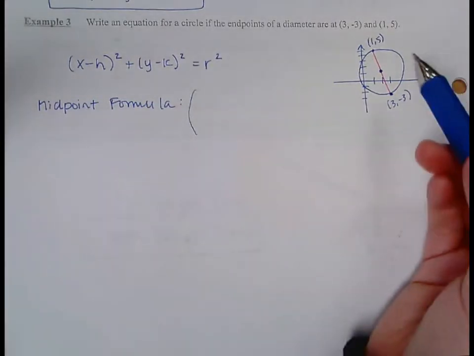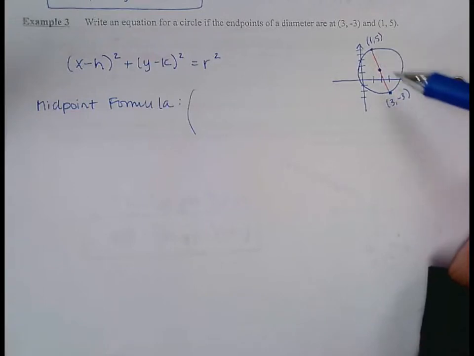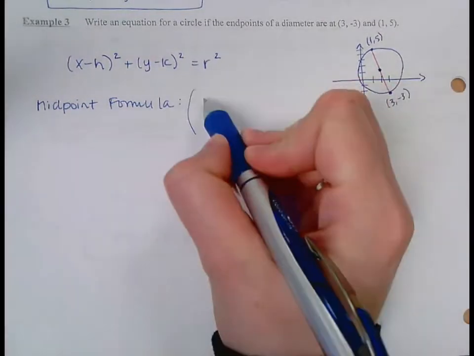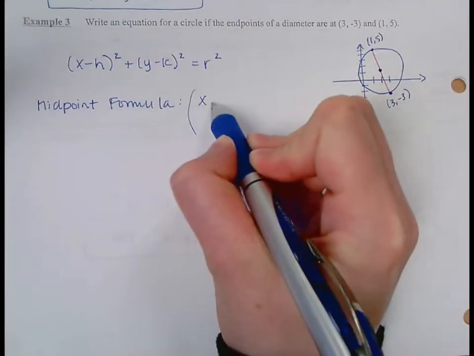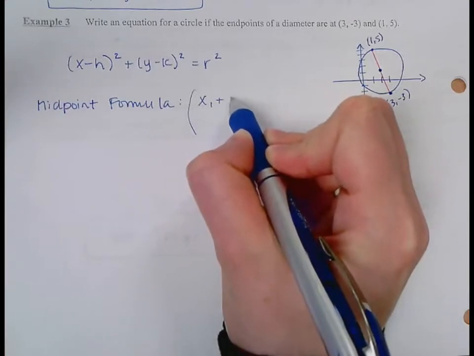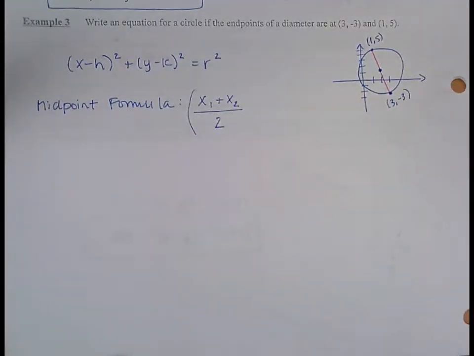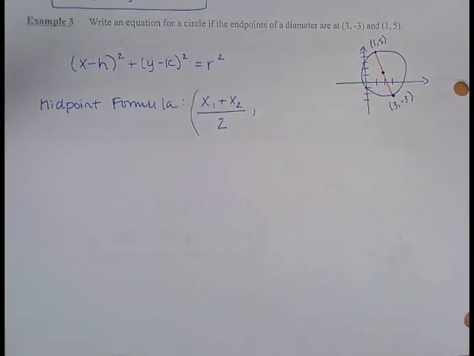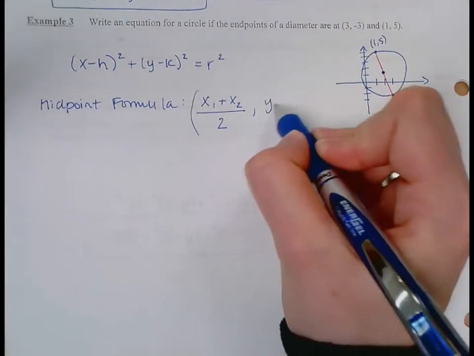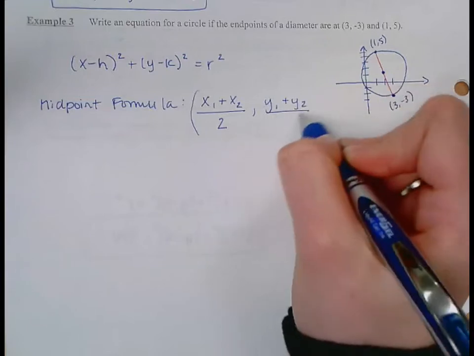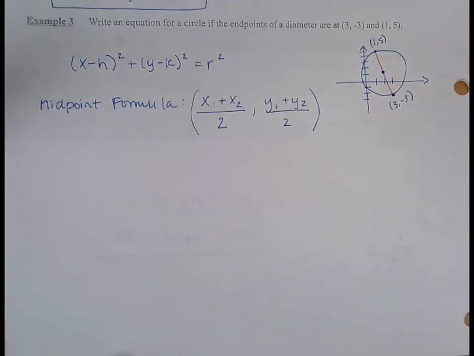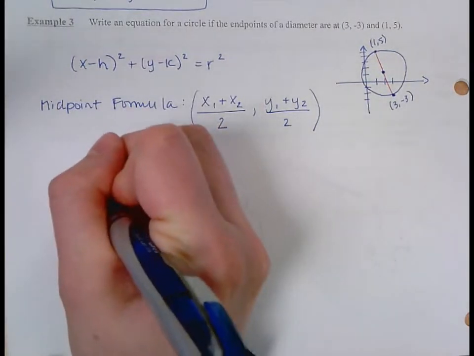Your x coordinate is the average of the 2 x coordinates you're given. So in the formula it looks like x sub 1 plus x sub 2 divided by 2, the average of your x coordinates. And then your y coordinate is the average of the y coordinates, y sub 1 plus y sub 2 divided by 2. Okay, so the center is going to be the midpoint of the 2 endpoints of the diameter we have.